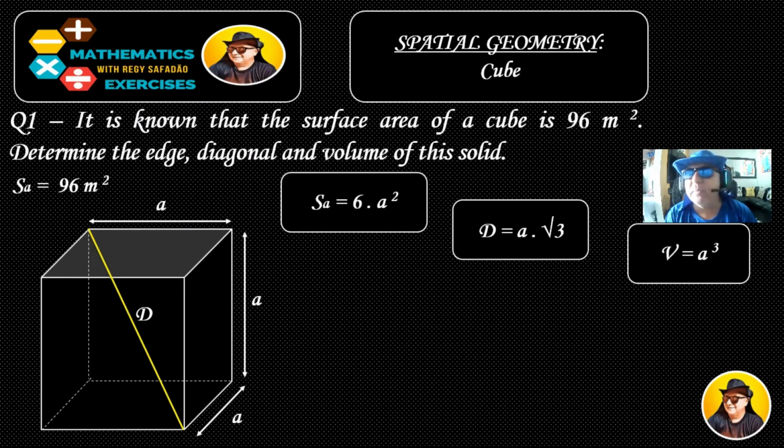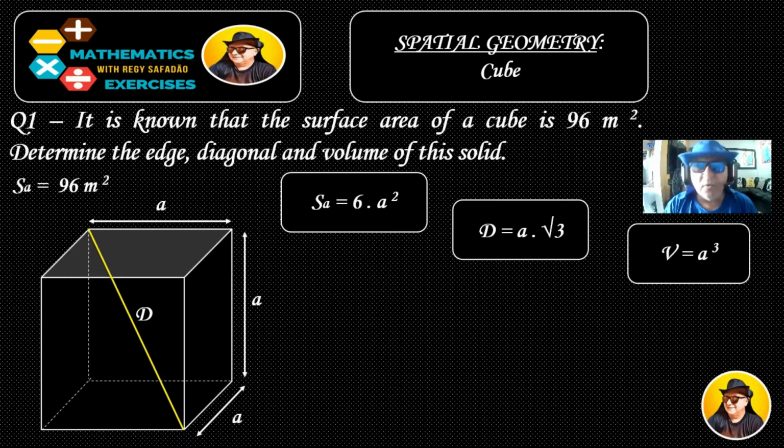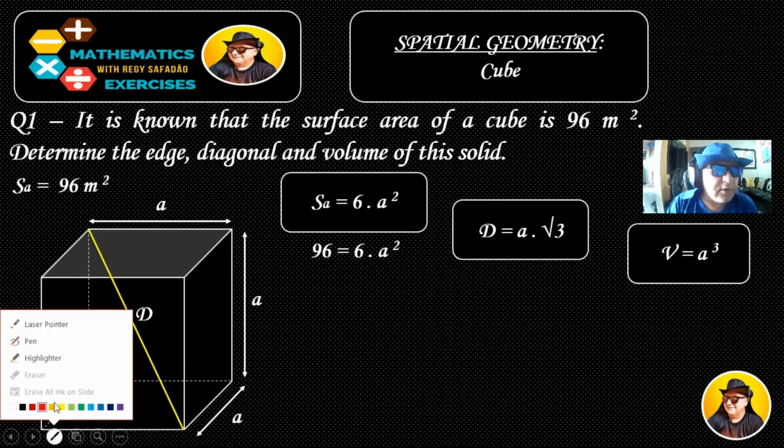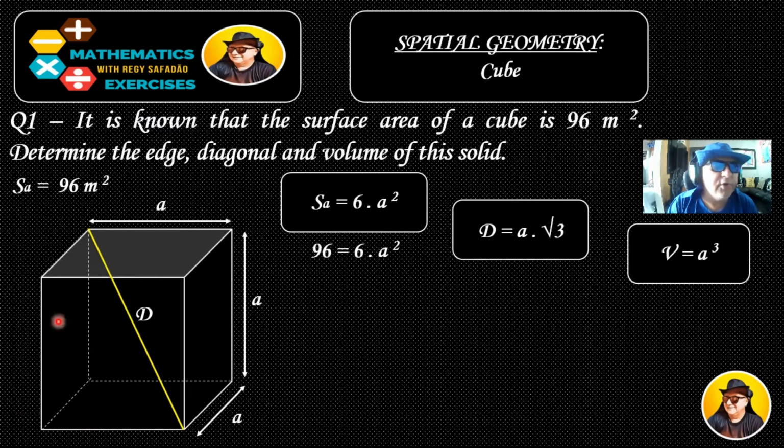Just 1 second, let me move my window a little bit. Okay. Well, see, the surface area was given. Let me pick up here a laser pointer in order to point better to show you. The surface area 96 meters squared was given, so I know this value. I can apply this value into that formula and find A. And what is A? A is the edge of the cube.